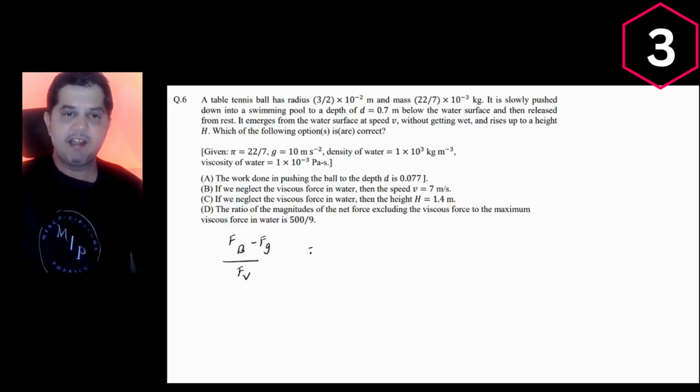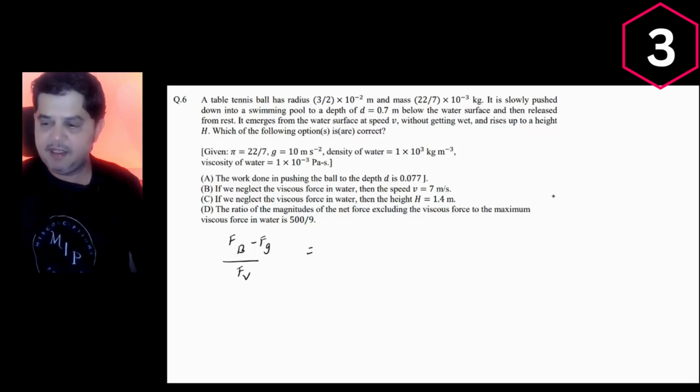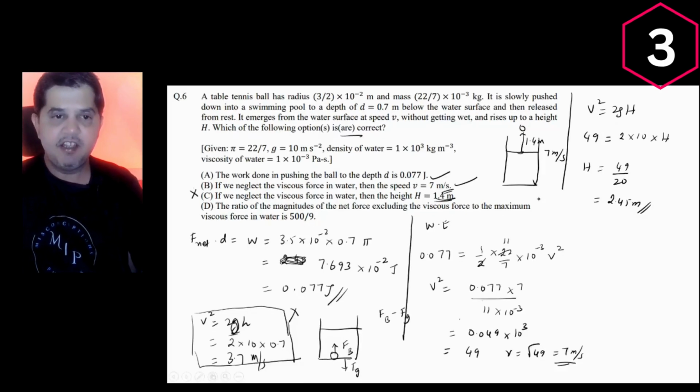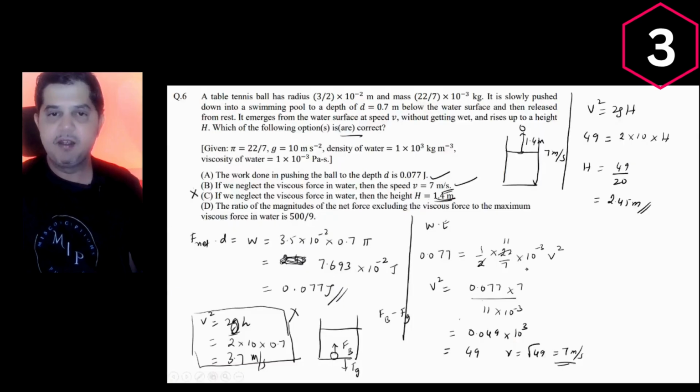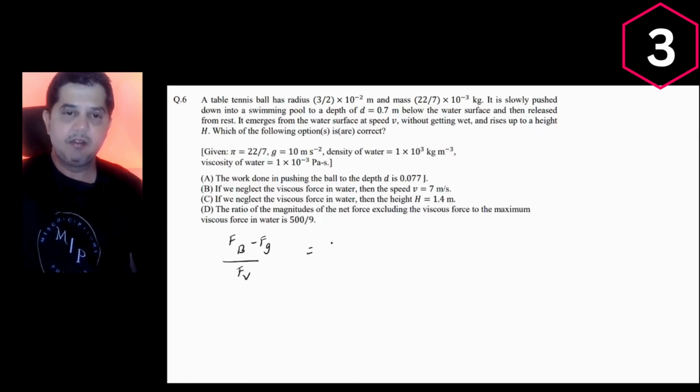So what is the value of FB minus FG? Did we calculate it earlier? FG I got pi into 10 power minus 2, and FG is done. F net is 3.5 pi into 10 power minus 2. Let us take that value. 3.5 pi into 10 power minus 2 divided by, what is FV? Stokes law. This tells you 6 pi into eta.